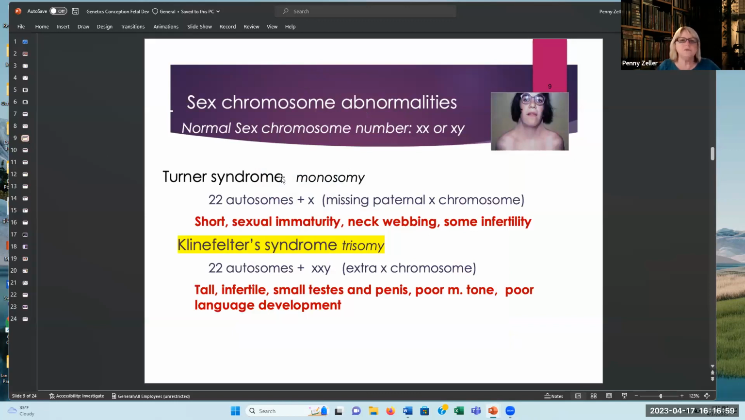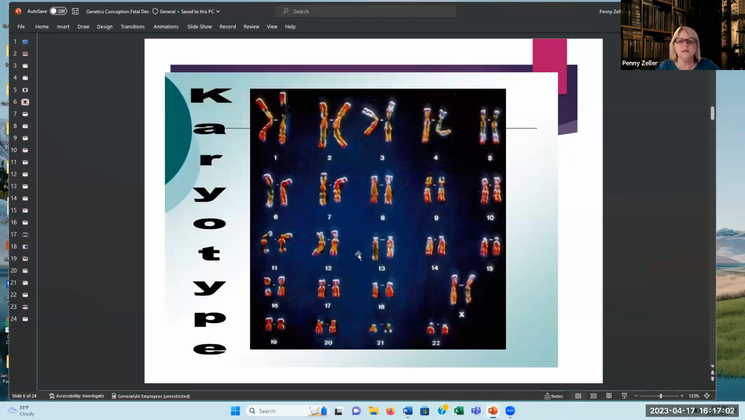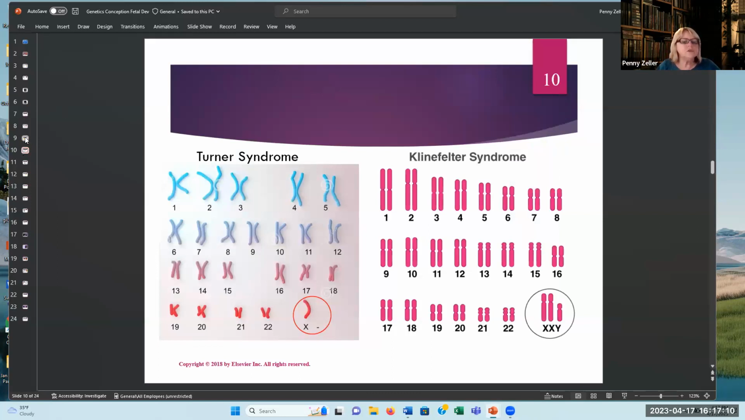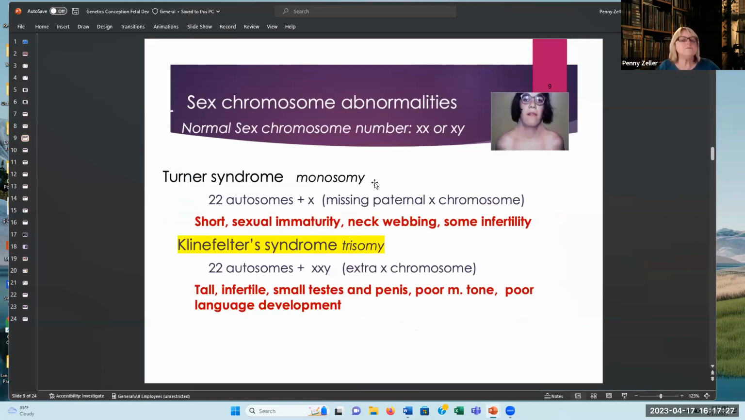And then the X chromosomes. Let me show you the X chromosomes again. Here's 2 X's. And remember, the male has the X and the Y. So Turner syndrome is a sex chromosome abnormality, and so is Klinefelter. Turner syndrome is female, okay? So sexual reproduction, sexual development are abnormal in these 2 kinds of clients.